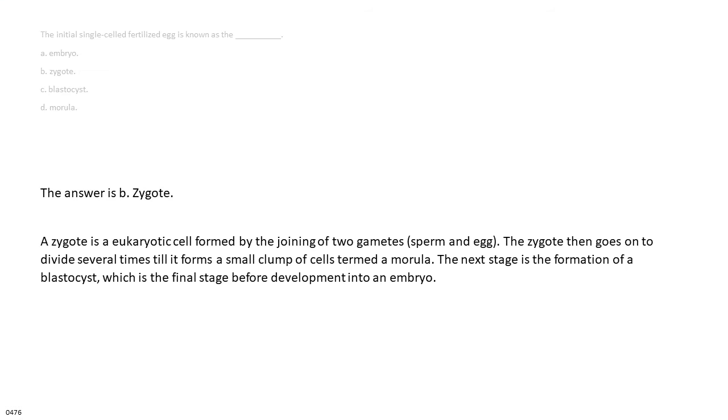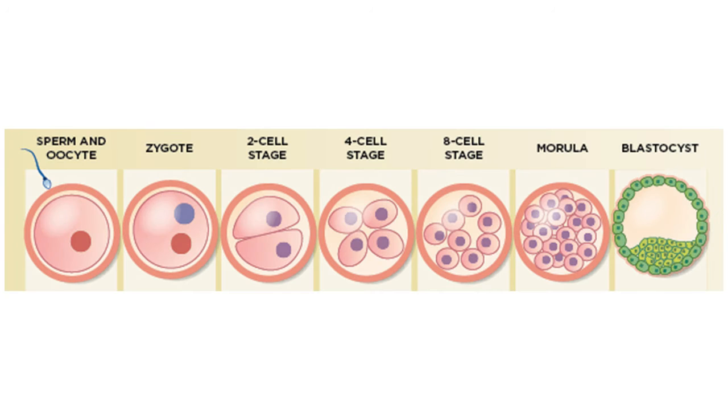The answer is B. Zygote. A zygote is a eukaryotic cell formed by the joining of two gametes, sperm and egg. The zygote then goes on to divide several times till it forms a small clump of cells termed a morula. The next stage is the formation of a blastocyst, which is the final stage before development into an embryo.